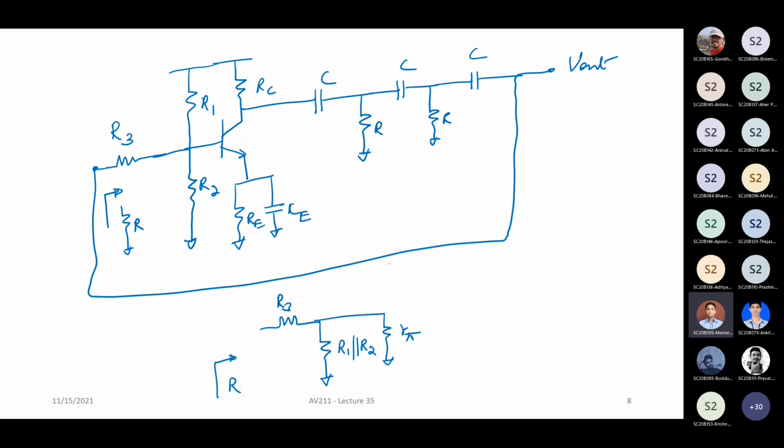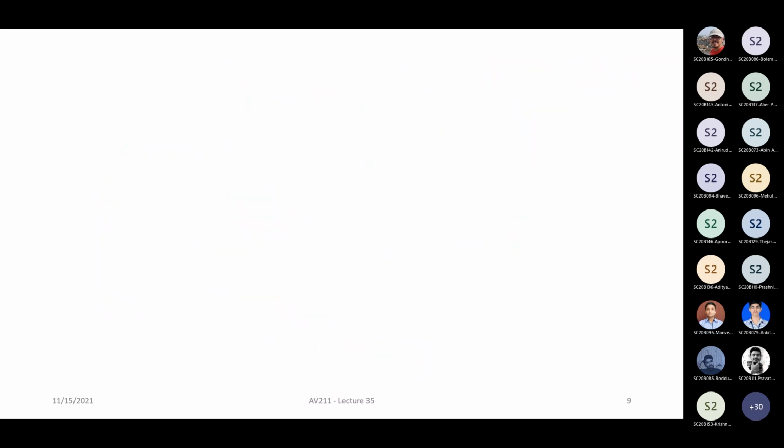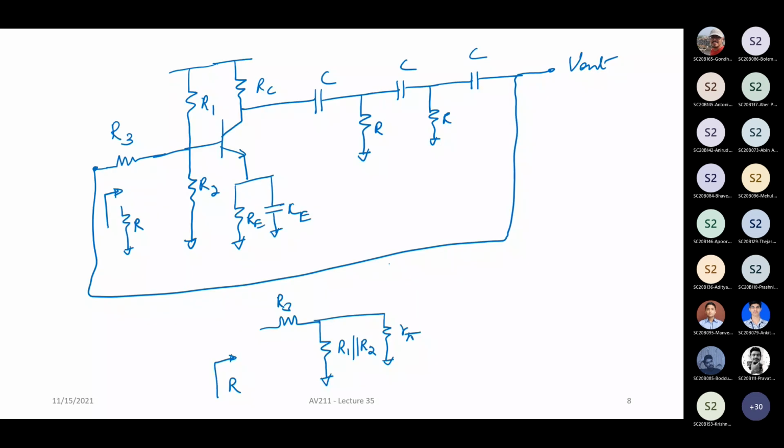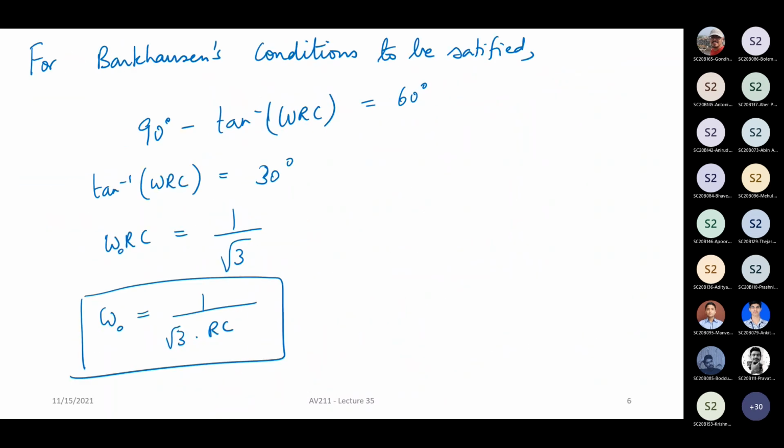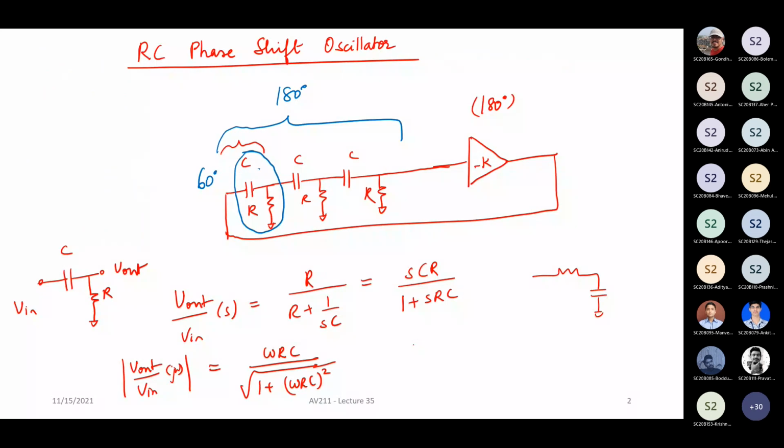Okay. Okay, sir. All right. Sir, could you please explain again why we take the phase shift for each section to be 60? Okay, let me explain with this diagram.